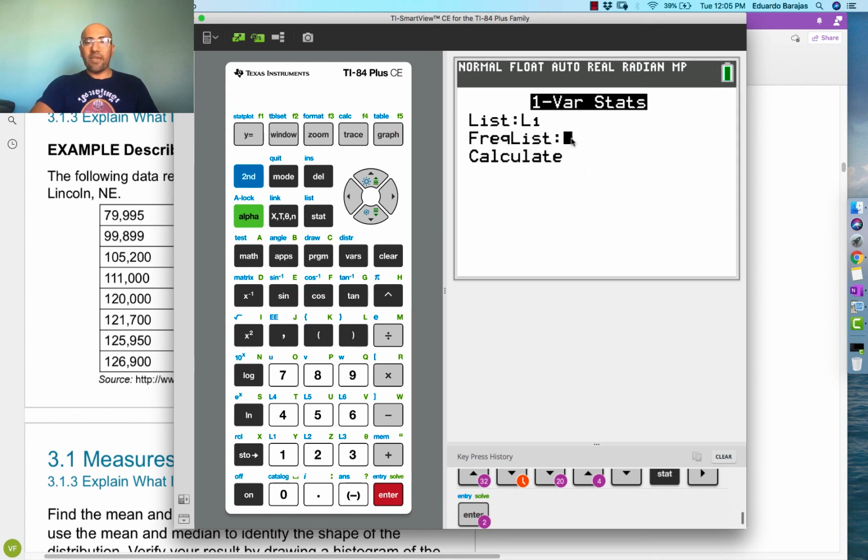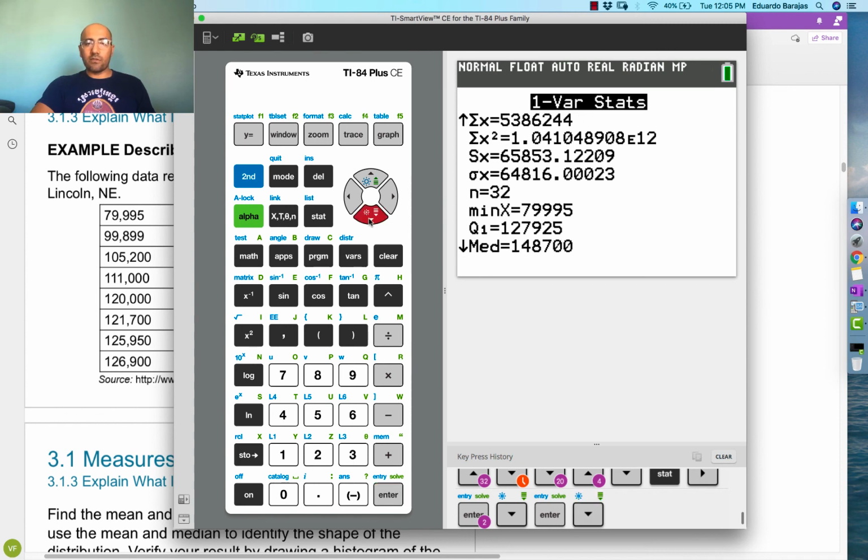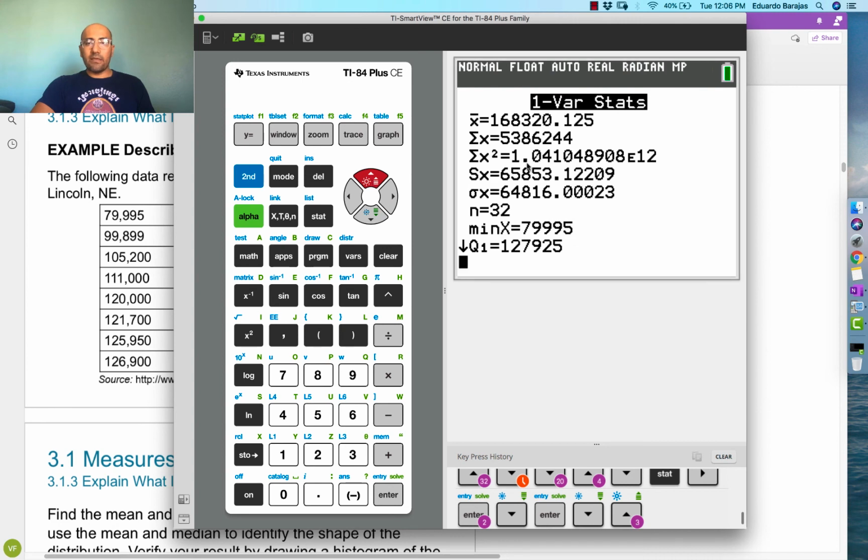Frequency list, make sure this is blank. Blank. And then hit enter. And then we're going to hit calculate. And here's our result. The X bar value, the mean, is equal to this value. And then to find the median, we have to go back down. So use these arrows. And there's the median. Okay, so the median is 148,700.